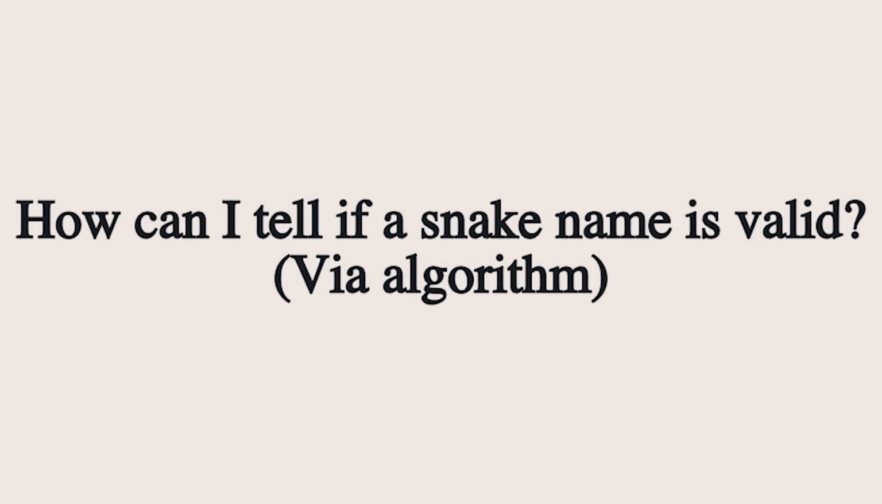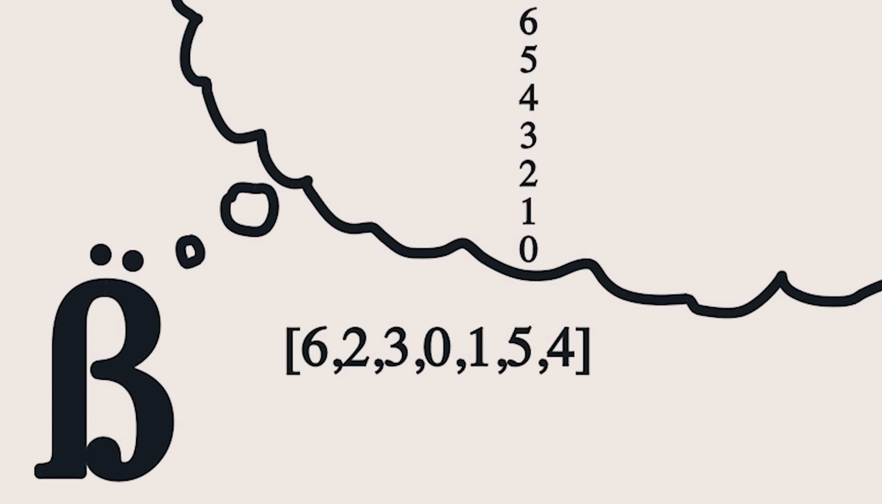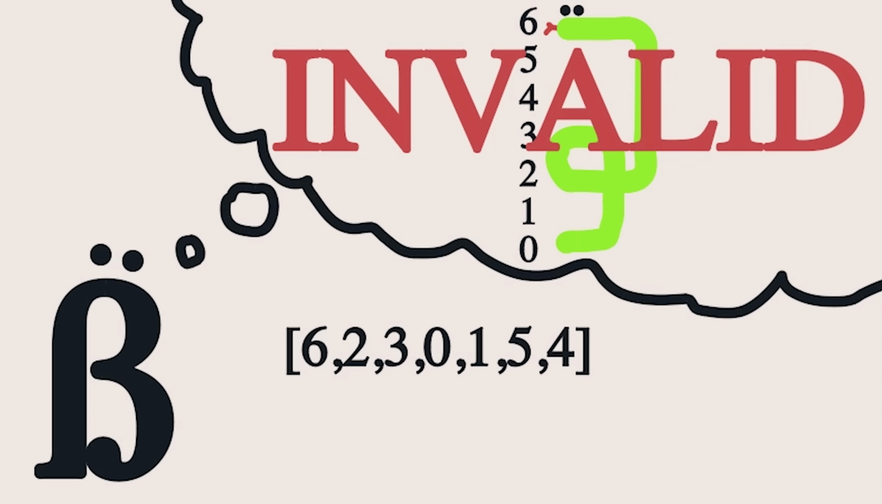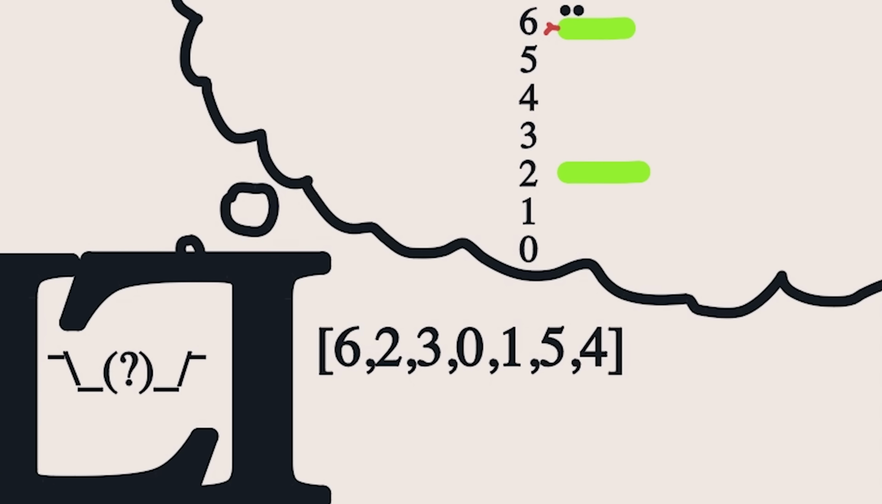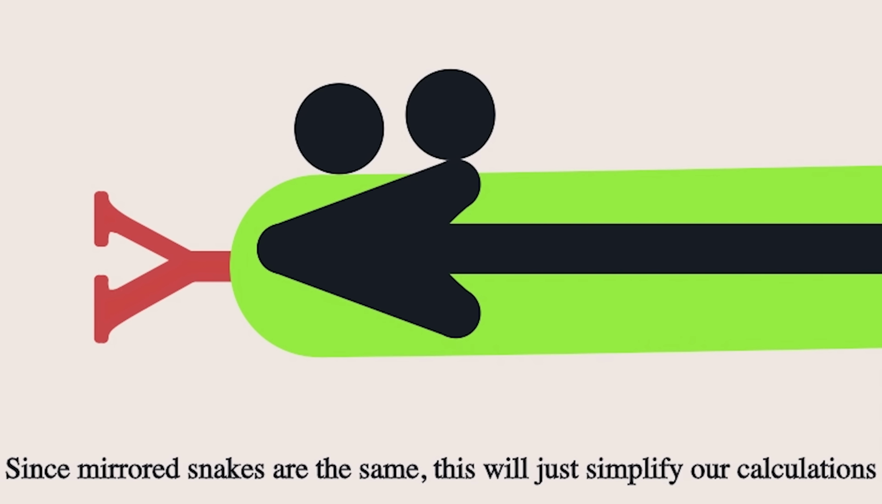A natural follow-up question would be, how can I determine whether a snake name is valid or not without just drawing the snake? It's very easy for a human to tell if a snake crosses itself, but any algorithm has a pretty hard time with it. We need to keep track of which segments connect to which other segments and on what sides. We might do something like this. Let's assume that the head is always facing left.